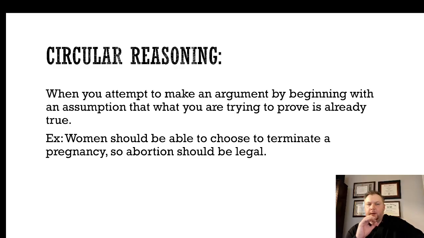It's basically when you attempt to make an argument by beginning with an assumption that what you're trying to prove is already true. So what it basically means is you say A is true, that's the conclusion, that's the argument I'm making. A is true. And you say it's true because of A. So essentially, you say it's true based on the assumption that it already is true, right? So it's circular. That's why it's called circular reasoning, right?